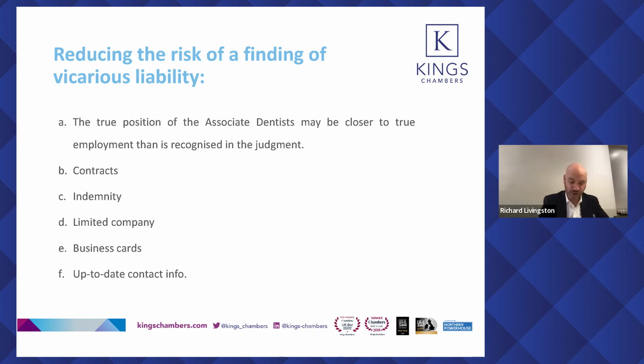Secondly, indemnity provisions. Practices need to ensure that contracts contain the requirement that associates hold their own indemnity. They should also ensure that as a practice owner, they have additional protection against vicarious liability and non-delegable duty of care claims brought against them relating to treatment provided by associates. If their business is operated through a limited company, it's important to note that the company as an entity may need separate protection. A minor point, but associates should hold their own business cards with no practice branding.